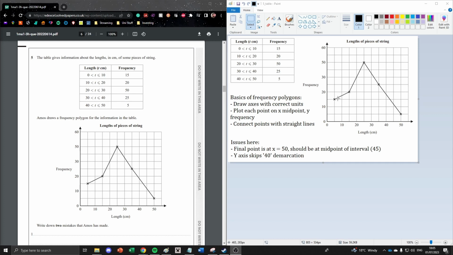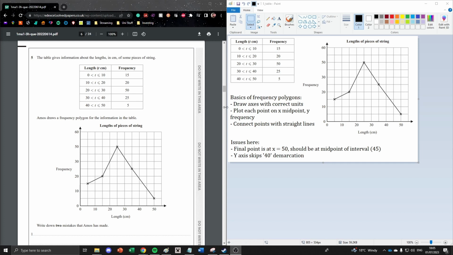So for example, we can see here that for the first interval, we're using the x midpoint, 5, and the correct frequency of 15. If we look through all of these points, however, we can see that the last point is plotted at 50 when it should be plotted at x equals 45. So that's the first mistake. The final point is at x equals 50, but should be at the midpoint of the last interval, which is 45.